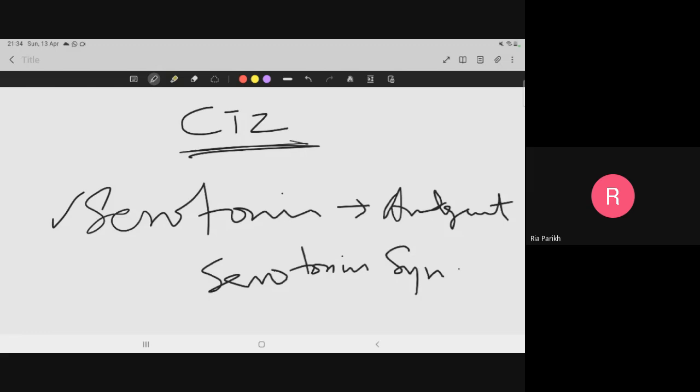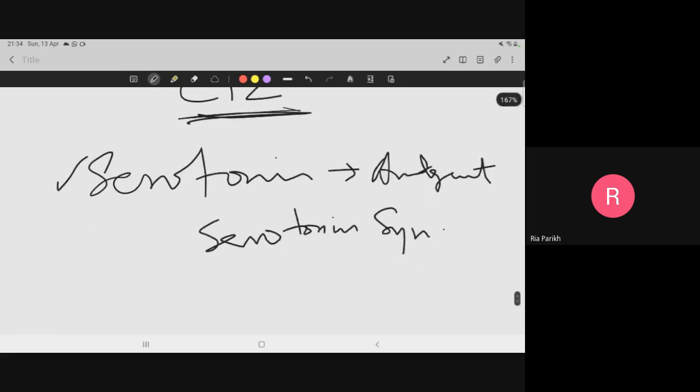And I have told you about the CTZ, and this is the main thing. This is the first line drug that is always used: ondansetron, a serotonin antagonist. You always use it as the first line treatment.